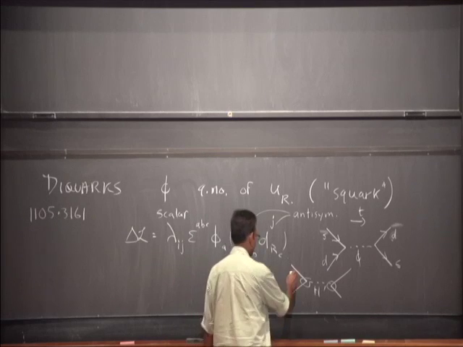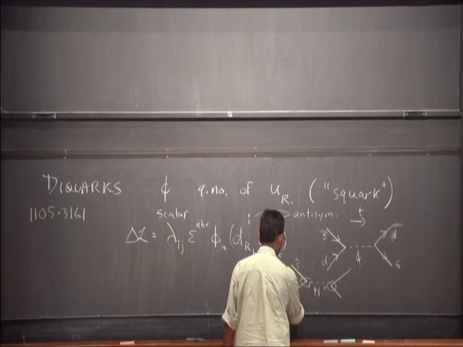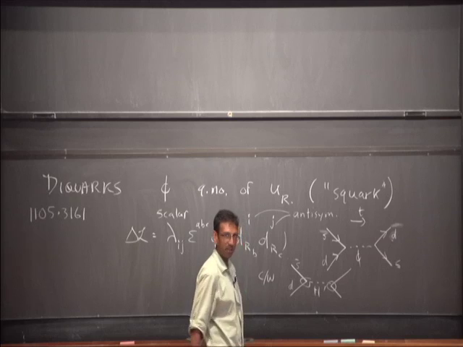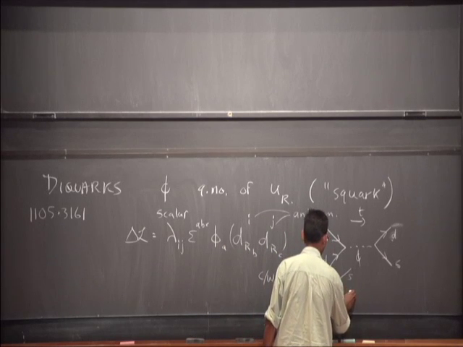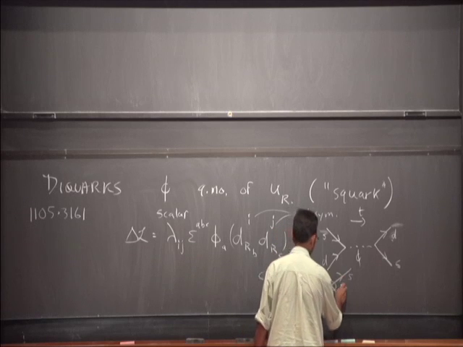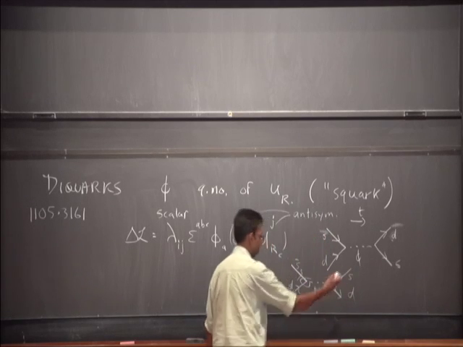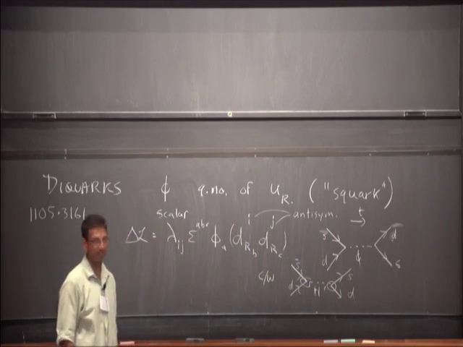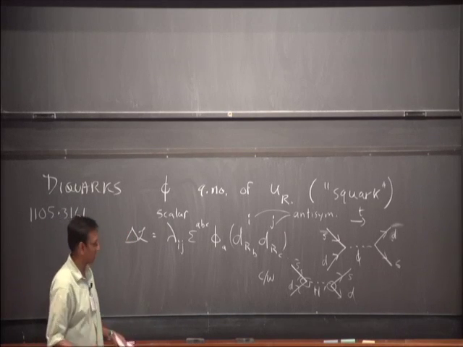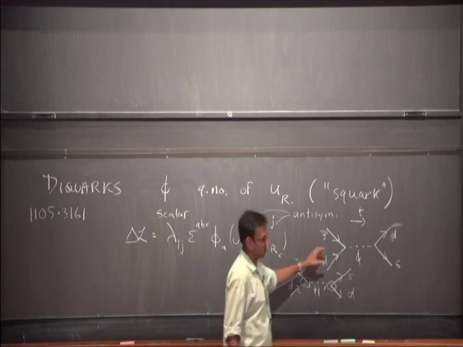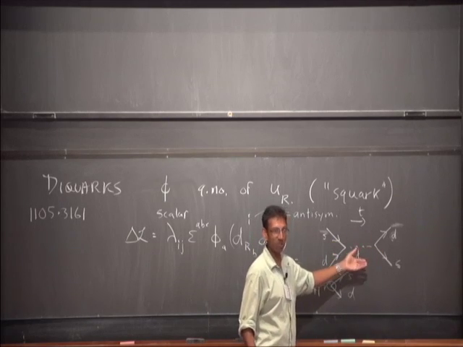Just check for yourself that you will have disastrous levels if you just anarchically choose these couplings at order one. You will have disastrous levels of flavor-changing neutral currents because you can turn anti-strange into strange. Okay? It's easy to do. Okay? And you can work out many other examples. So there's something special, if you like, about diquarks in that regard.